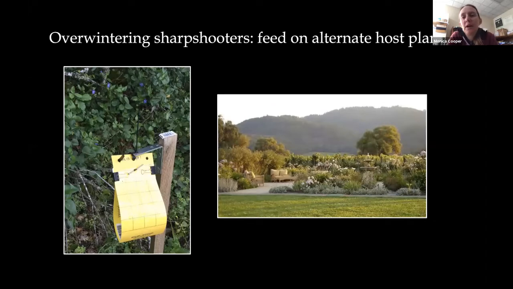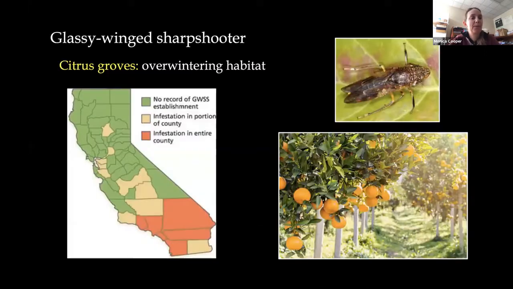As I mentioned, alternate hosts come into play. These sharpshooters are overwintering as adults. The sharpshooters are, not the spittlebugs. And so they're feeding on alternate hosts during that time. They're riparian hosts, but we also find them in ornamental vegetation, such as in these lush gardens that are surrounding wineries and houses in Napa County.